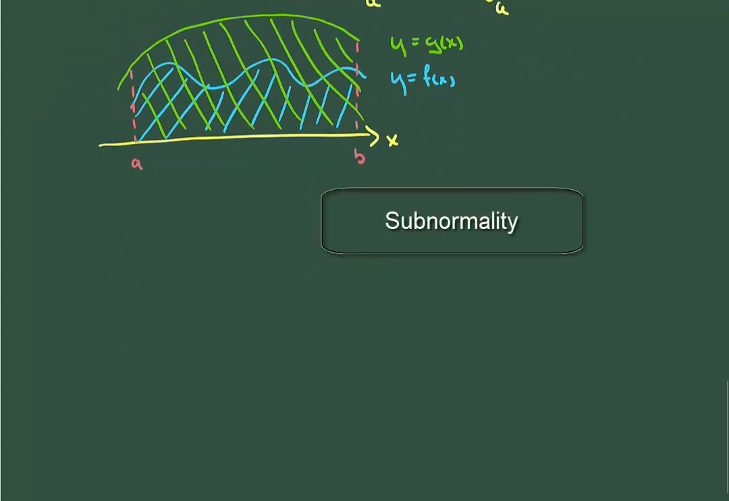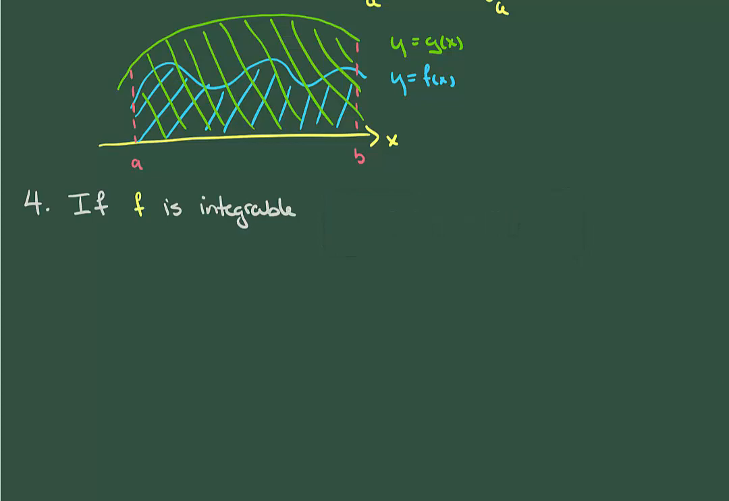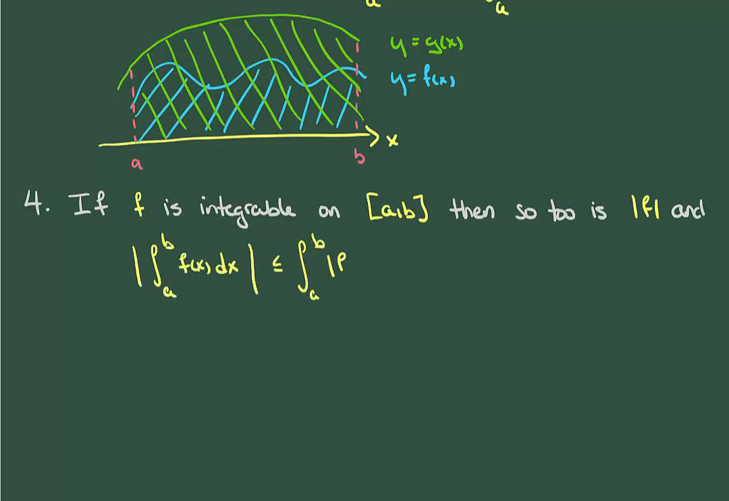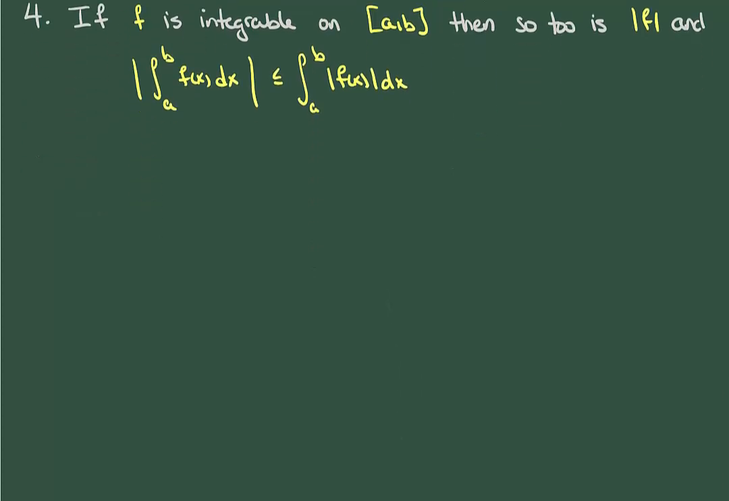Finally, our last property is called subnormality. If f is integrable on ab, then the absolute value of f is also integrable. Moreover, the absolute value of the integral is at most the integral of the absolute value. We can see that the inequality is not an equality by looking at a specific example.